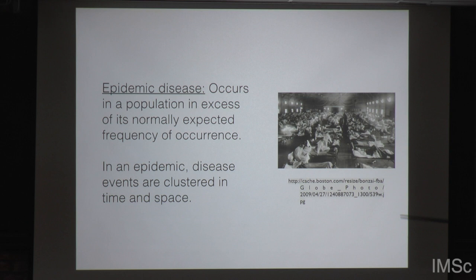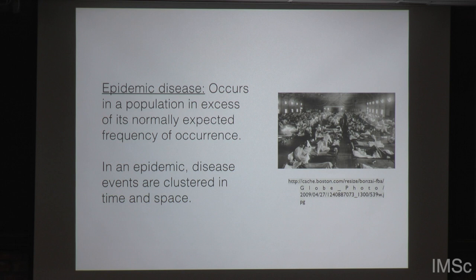And as I said, in epidemic, disease events are clustered in time and space. Here's an old picture of, I think, the 1919 Spanish flu. You can see these whole lines of hospital wards of people just sort of lined up in huge numbers. As I said, India particularly felt a huge impact of that. 20 million people died, and for a population of 1.3 billion, 20 million is actually a fairly large number.